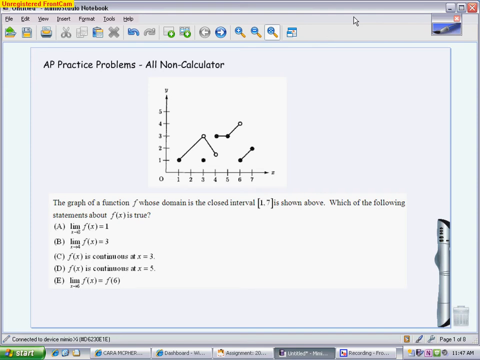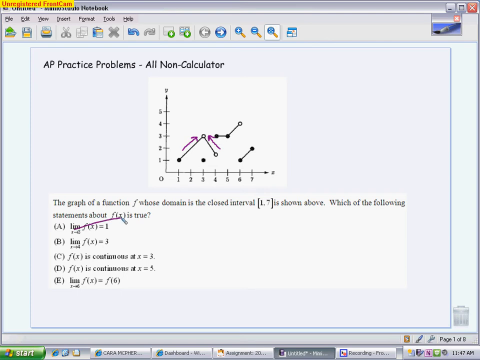The first one, letter A, says the limit as x approaches 3 is 1. So the limit as x approaches 3 would be what's happening as you come this direction and this direction. My limit does exist, however, it's not 1, it actually has a limit of 3 because at both sides it's approaching a height of 3, so that one is false.